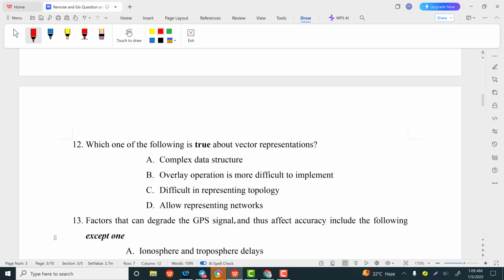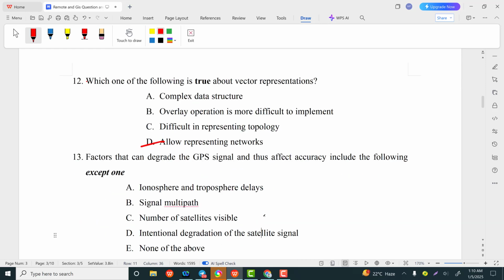Question number 12. Which one of the following is true about vector representation? A, complex data structure. B, overlay operation is more difficult to implement. C, difficult in representation of topology. D, allow representing networks. So the answer is allow representing networks.